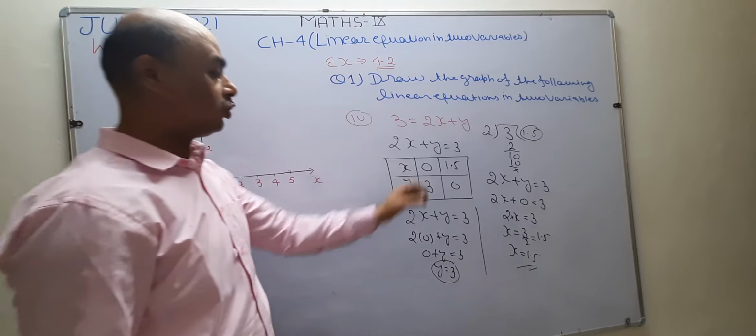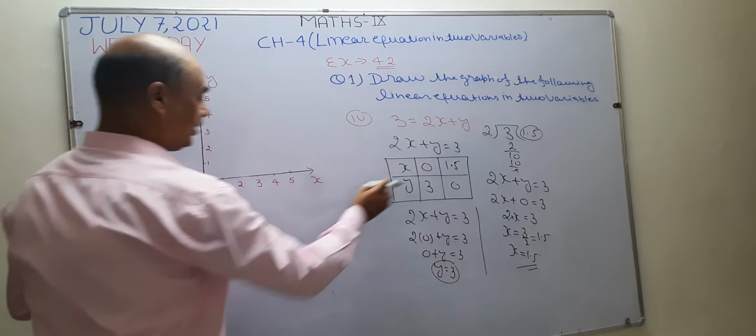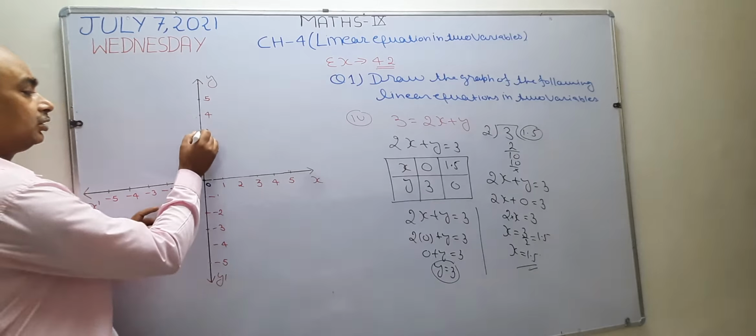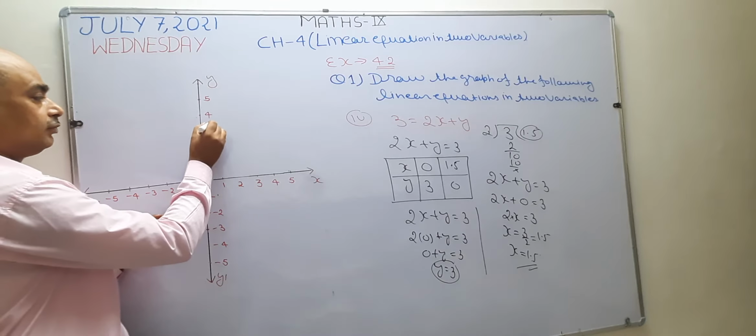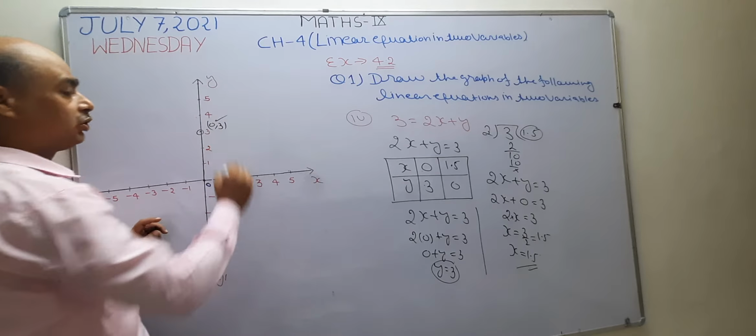Okay. Now I want to plot these points on the graph. So what is given? x 0. Where is x 0? At this point x is 0. The value of y is 3. Where is 3? This is 3. So this becomes 0 and 3. Write down the x value first, after that the y value. So this becomes 0 and 3.